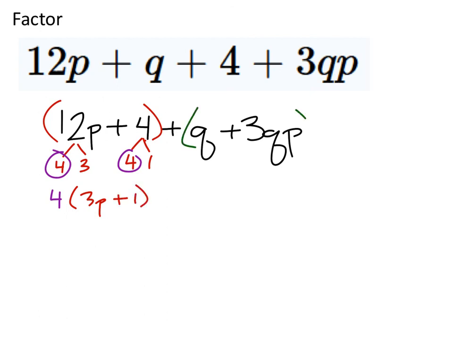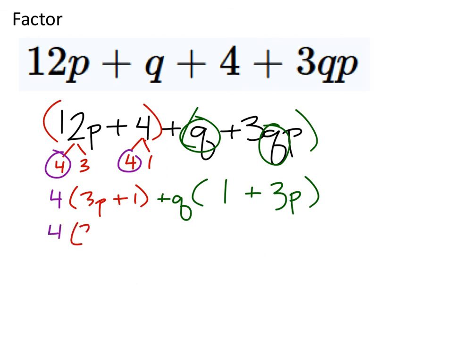Well, what about this set? No numbers, but I can yank out a q, right? I've got a q in common, and that's a positive q there. So from the 3qp, I've got a 3p left over. But what's left over from the q? 1. Very good. Now these look different though, right? Not that this step is completely necessary, but over here I've got 4 times 3p plus 1, and then I'm adding this to q. If I wanted to, I could use the commutative property of addition, just so I feel better inside, to make that look exactly the same: 3p plus 1.